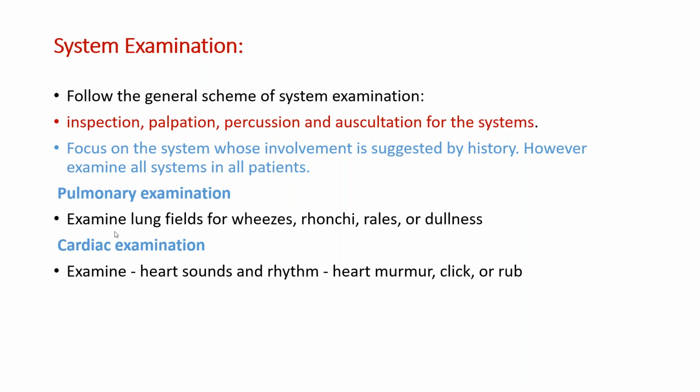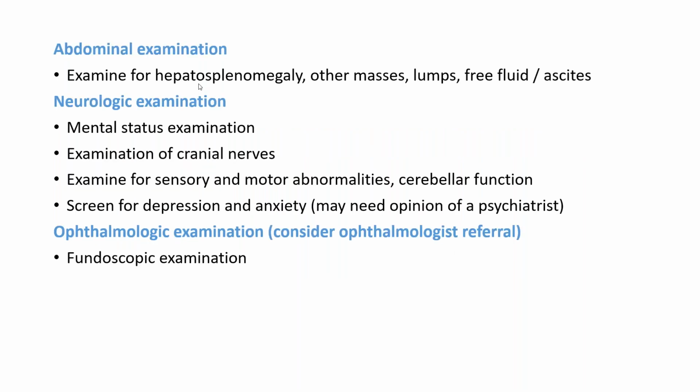In the pulmonary examination, examine the lung fields for wheeze, rhonchi, rales, or any dullness on percussion. In the cardiac examination, look at the heart sounds, the heart rhythm, listen for any murmurs, clicks or rubs. This is nothing very specific for HIV, but it will tell you a lot of information. Examine for hepatosplenomegaly, any other masses, lumps, lymph nodes, whether you can feel them, and it is very important. Always examine for free fluid and ascites. They may have diagnostic importance in these patients.